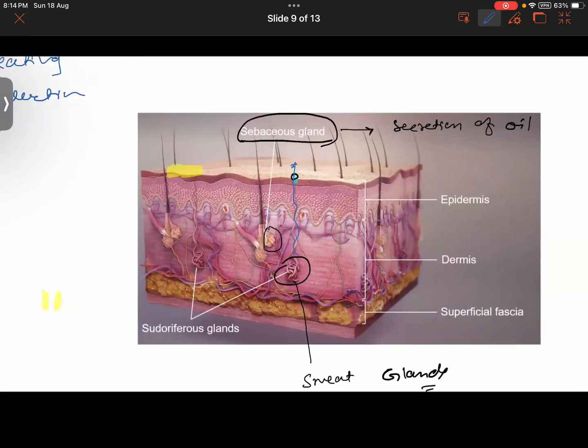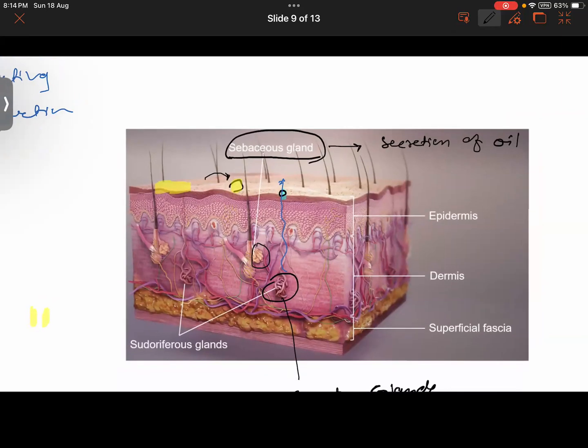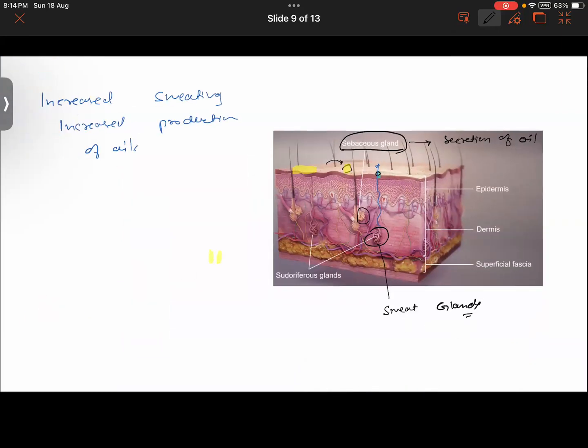And when too much oil is secreted by the sebaceous gland, as we know, oil is a nutritious substance for the bacteria, for the germs. The bacteria on your skin will start to feed upon those oil particles and thereby lead to infections on the skin, and can lead to development of acne. Getting it?